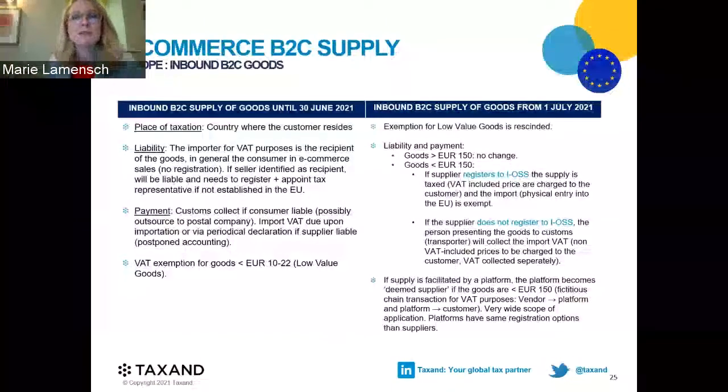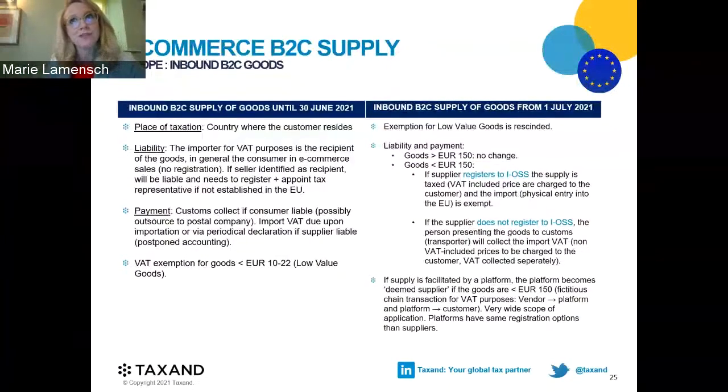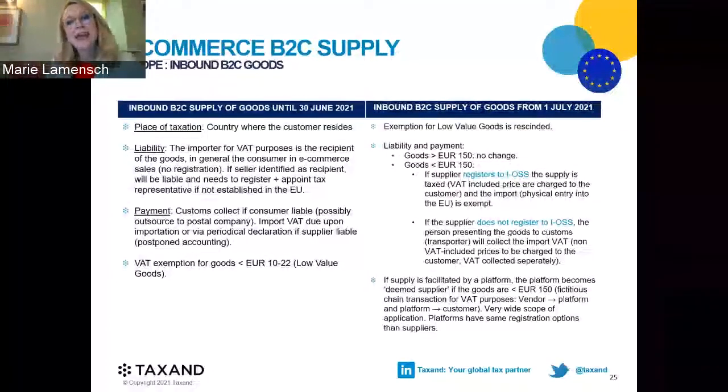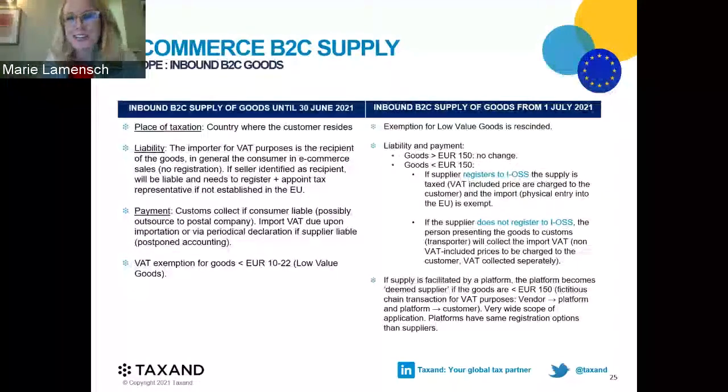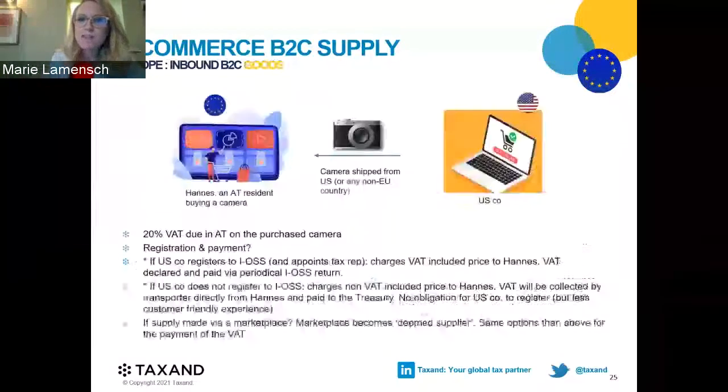So the transporter can be a postal company or FedEx or an express carrier, whatever. This is kind of the plan B if the supplier is not willing to register. So let's quickly go to the next slide for an illustration of the new rules. This is my last example.